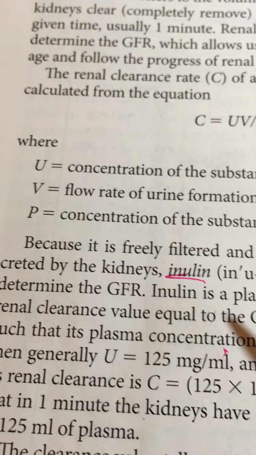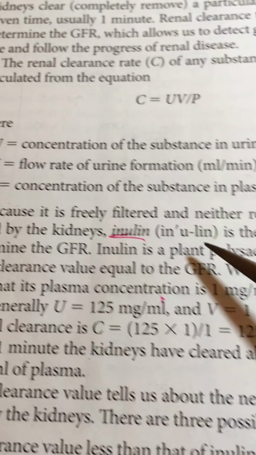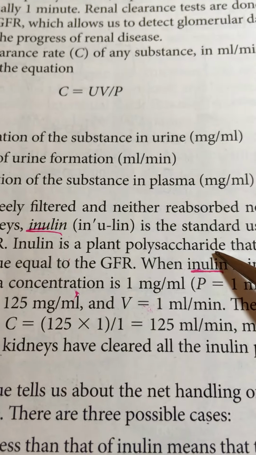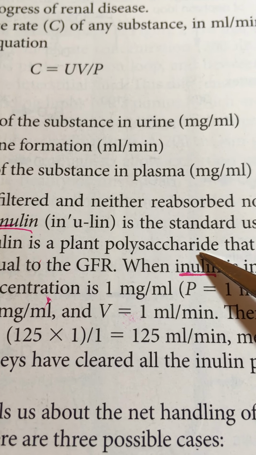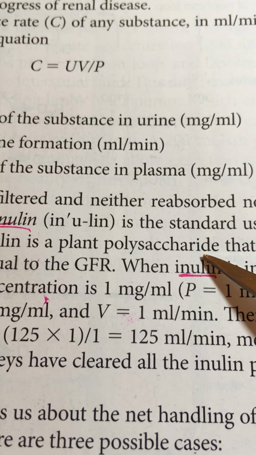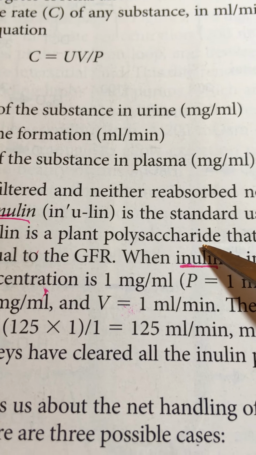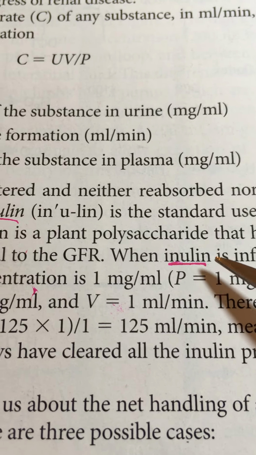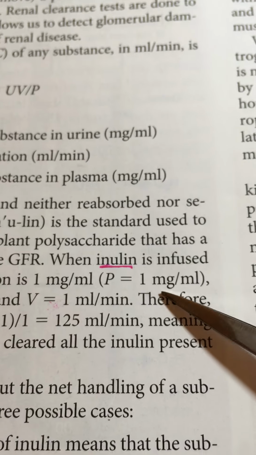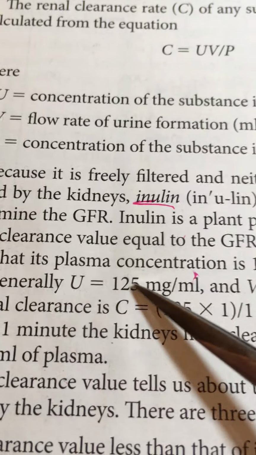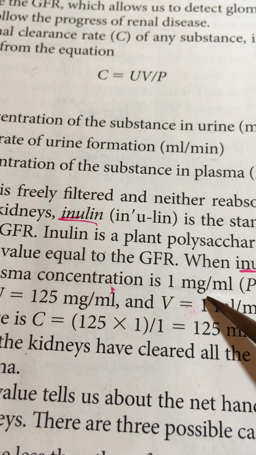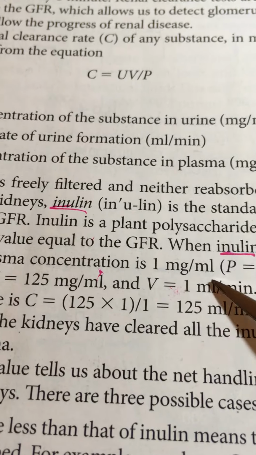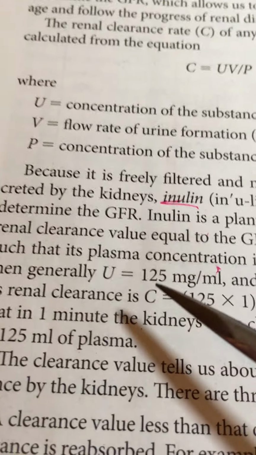And it has certain features. First of all, it has the ability to be cleared, that is to say, it very easily becomes filtered. We don't reabsorb any of it, nor do we actually secrete any of it. So it's just something very simple and sort of neutral, you could say. So it says when inulin is infused, its plasma concentration is a particular amount, 1 milligram per milliliter. Right, so we know what the concentration is. We know how much we're drinking.